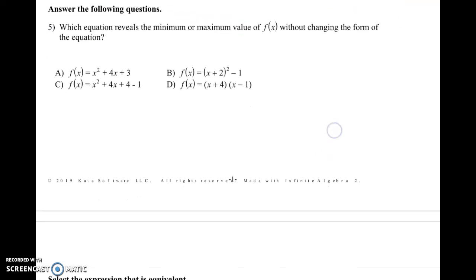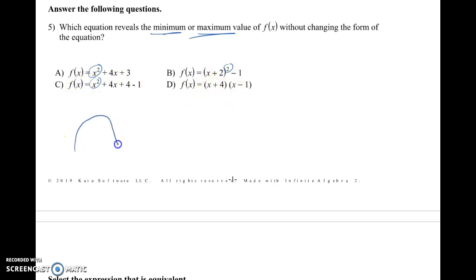For number 5, which equation reveals the minimum or maximum value without changing the form? So without manipulating this, can you find your minimum or maximum of this? The first thing I think about is what's the minimum or maximum point of this graph? I see that it's a quadratic. In fact, all of these are quadratics. That's x squared, that's x squared, that's x squared. This, if I were to FOIL it out, x times x would give me x squared.